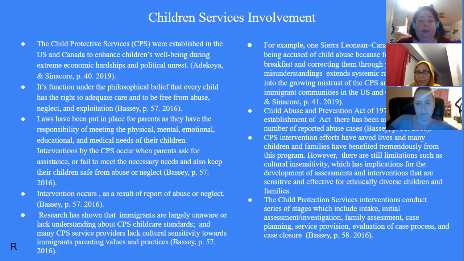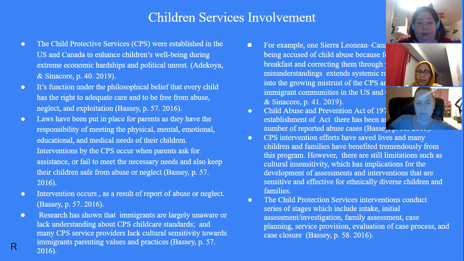And we have here an example from Sierra Leone, a Canadian father. He got accused of child abuse because he was serving rice to his kids in the morning for breakfast and correcting them through yelling. He got accused and went to court.